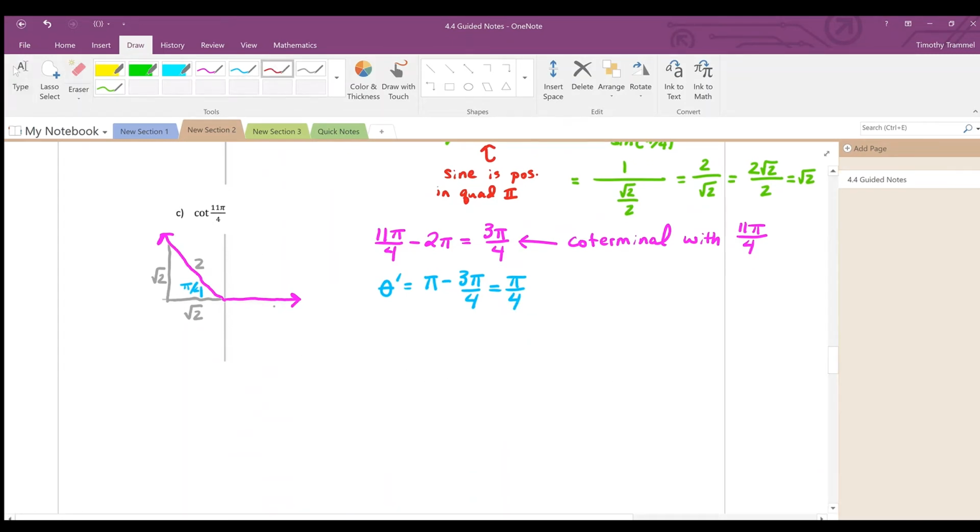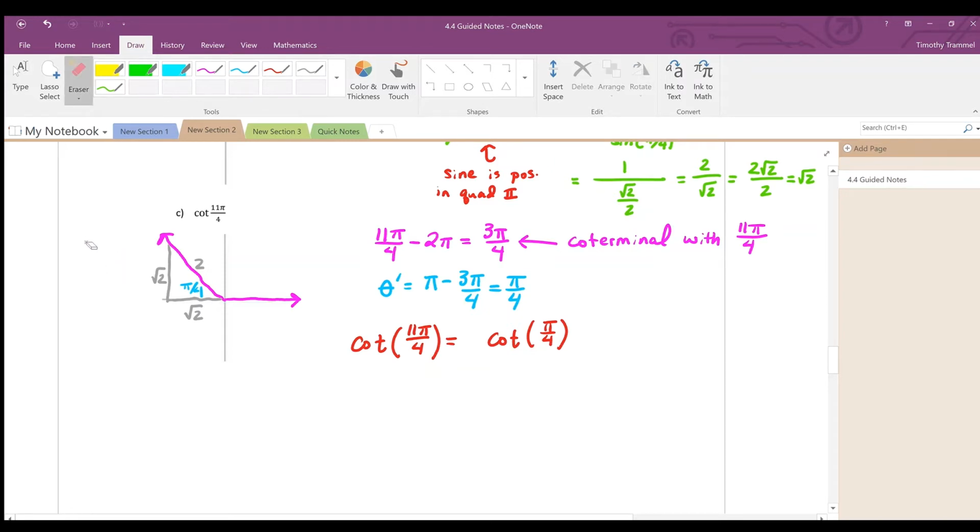All right, let's take this a step further. So rather than computing cotangent of 11 pi over 4, we're instead going to look at cotangent of just pi over 4 and use that triangle. But before we go any further, let's think about what the sign should be in this quadrant. Okay.